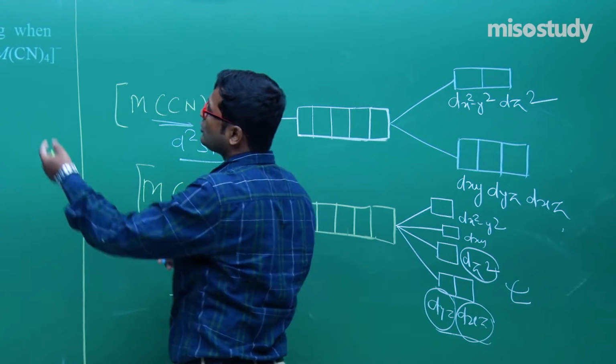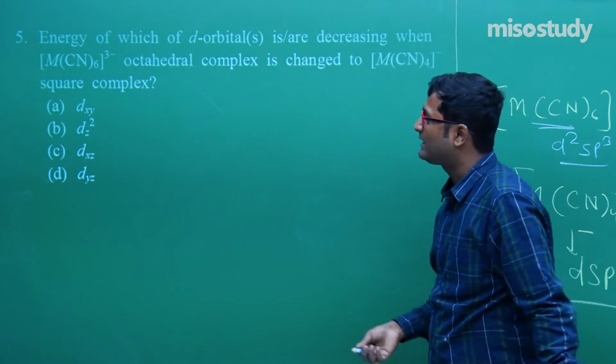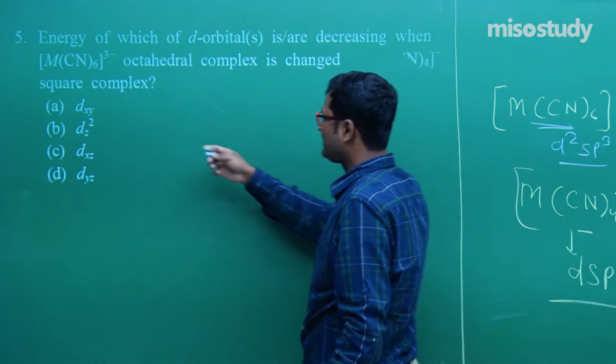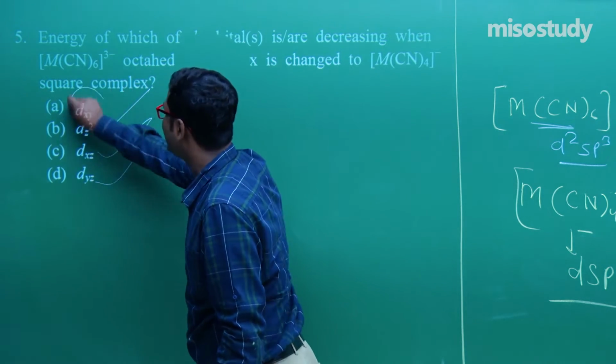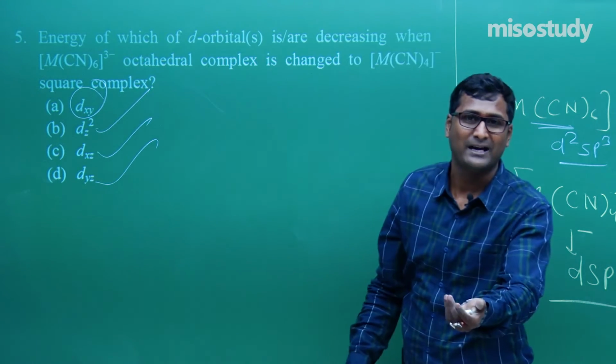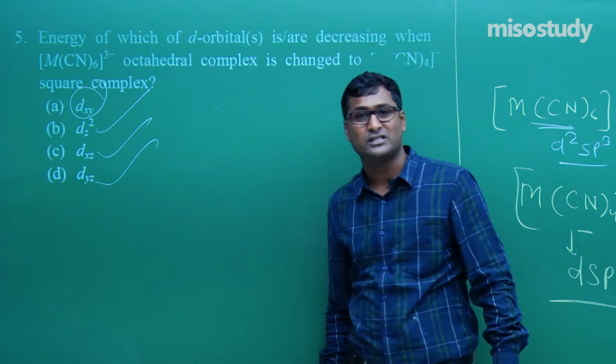Here, which question is moving here? Decreasing. In case of decreasing, which one is decreasing? That is, first is dz2, dxz, and which one is increasing? That is dxy. Am I right? Yes, sir, you are absolutely right. This is a multiple choice type question.